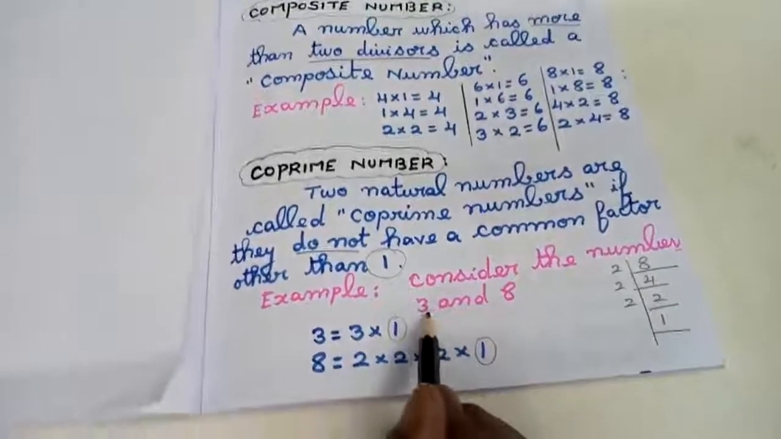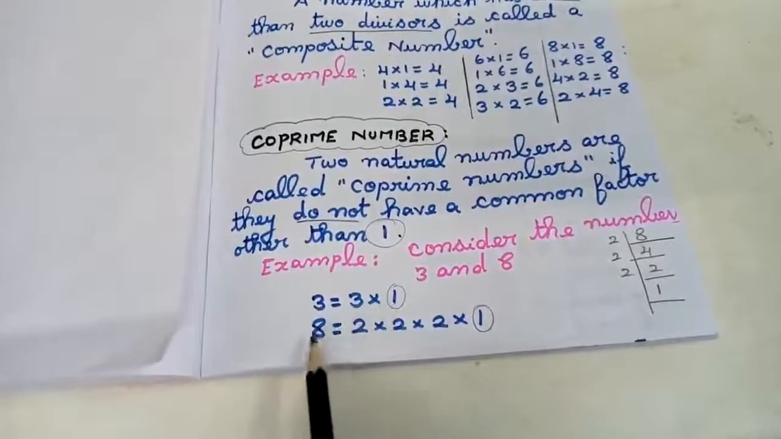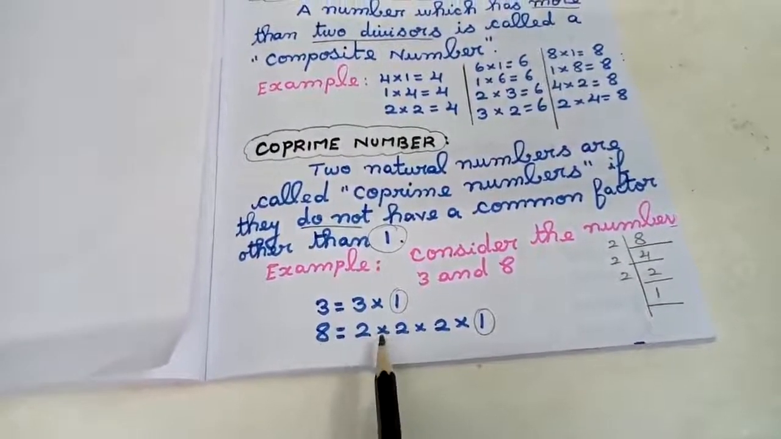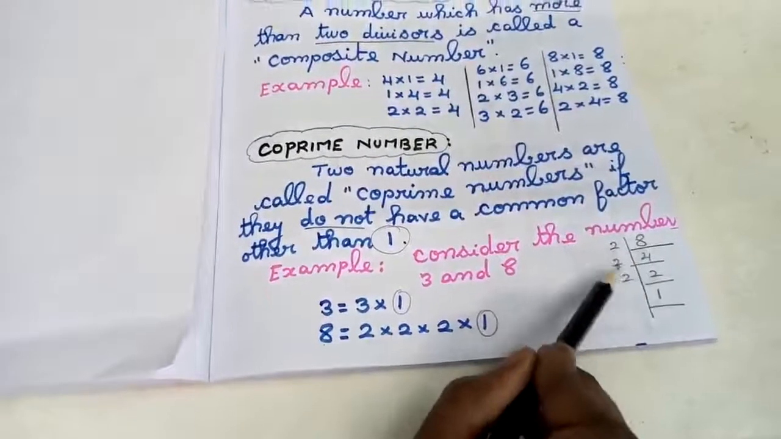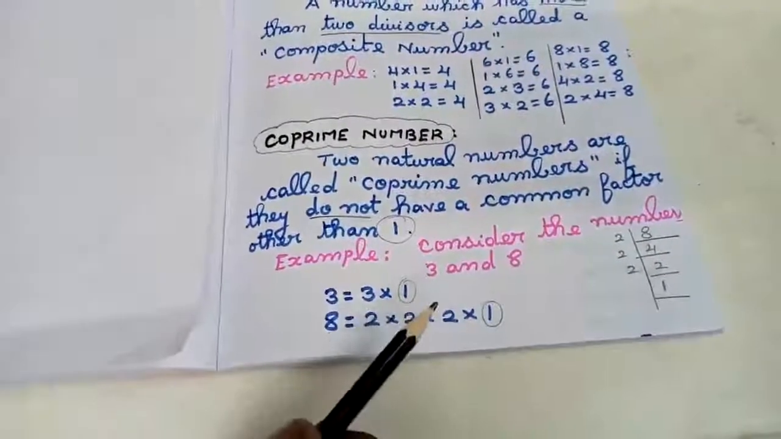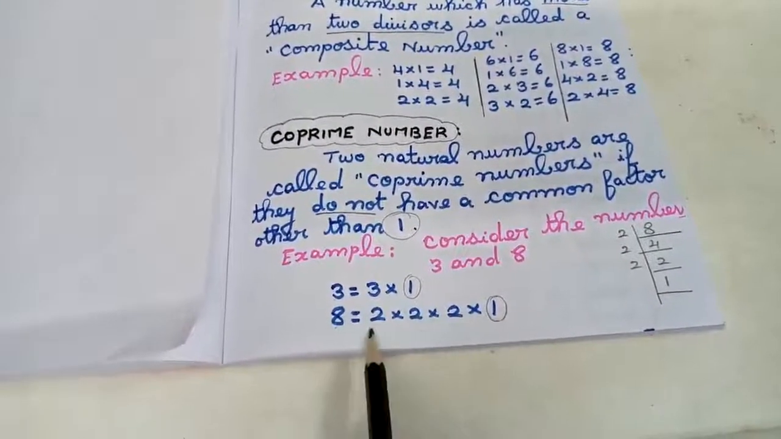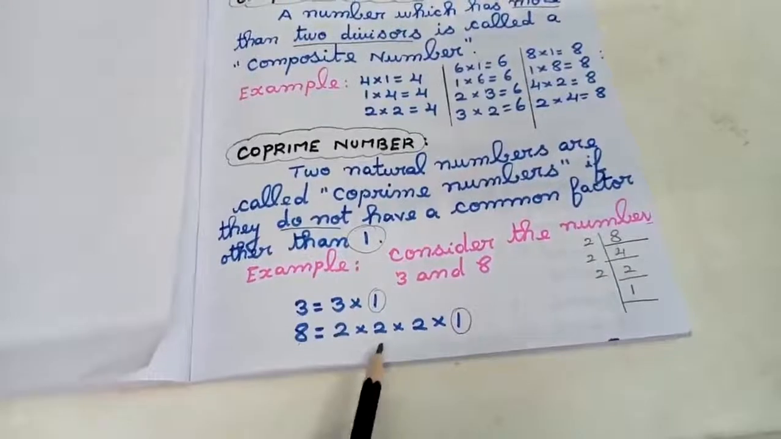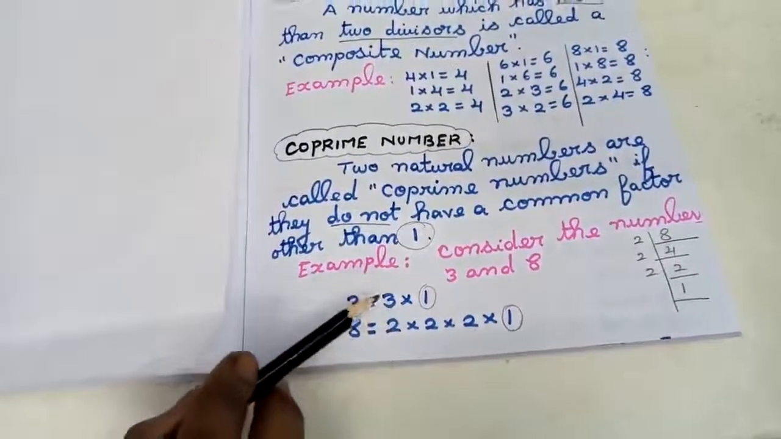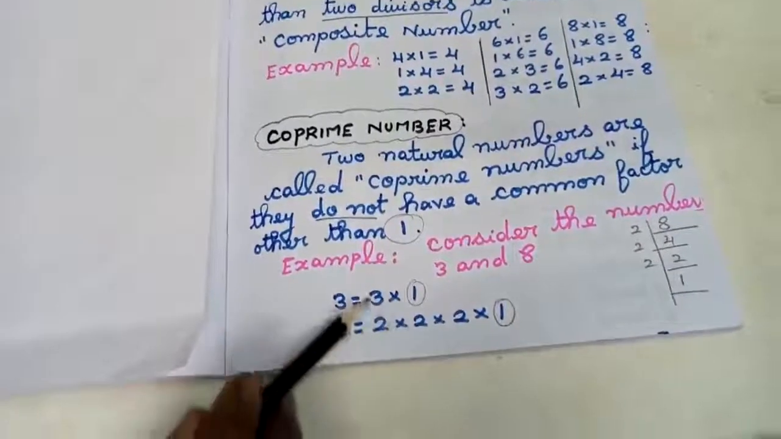I am going to take the numbers 3 and 8. 3 can be written as 3 into 1, and 8 I have to split in the form of factors. 4 twos are also 8, but it should be prime values, that is 2 into 2 into 1. Maximum you have to break that number. 8 is 2 into 2 into 2 into 1, the maximum possible factors of 8. Now if you compare the factors, nothing is common except 1.